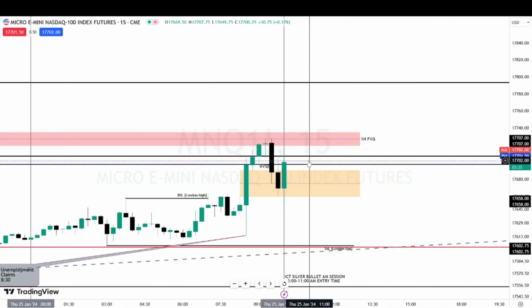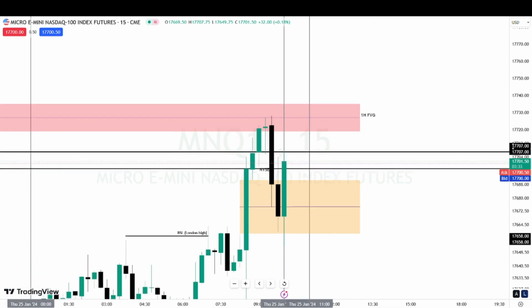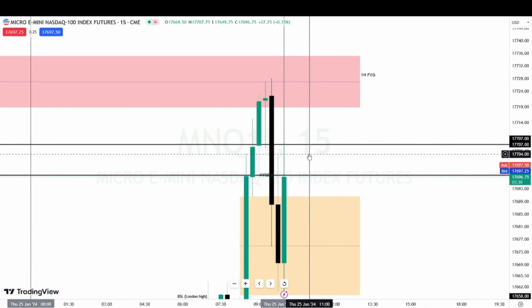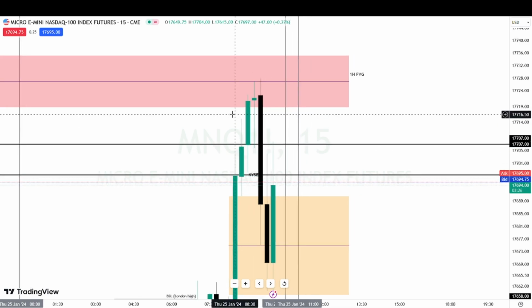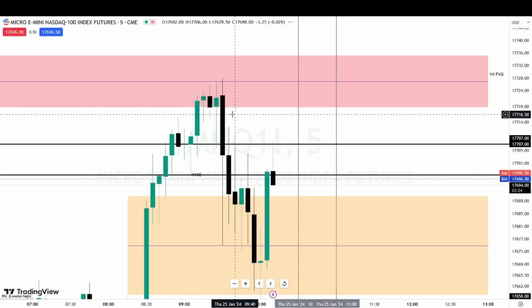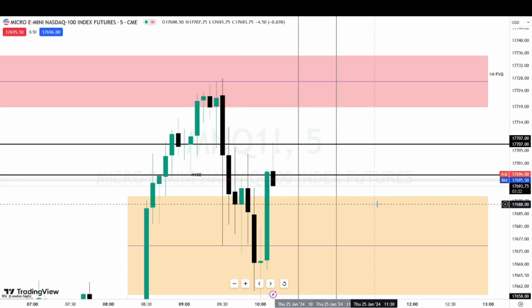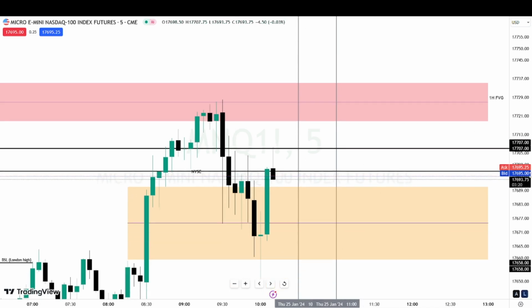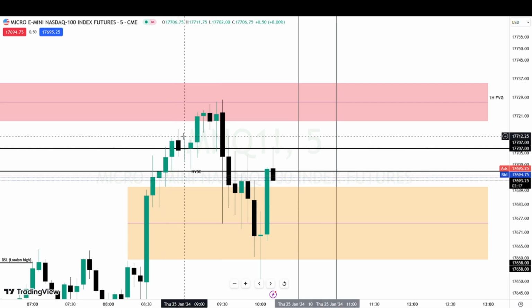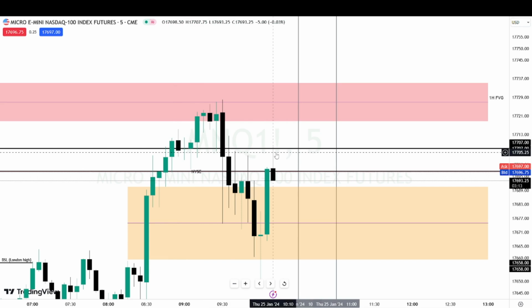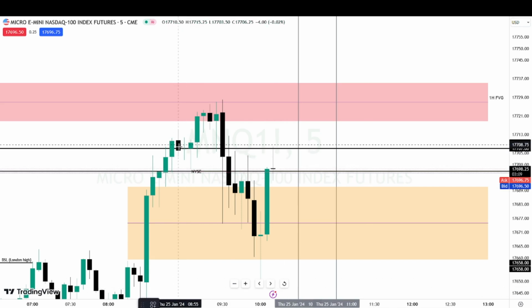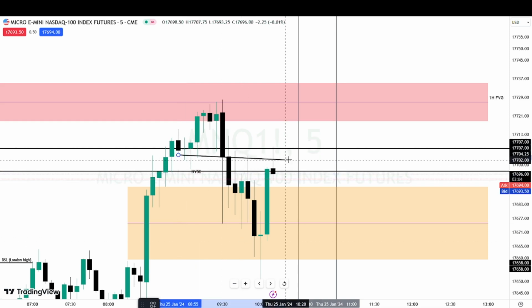So we have another 15 minutes fair value gap right here, which is interesting. You see, I like to see price come into that 15 minutes. Then I'll just go to 5 minutes time frame right here. I'm having this high and this higher high and the low right here. This candle, it's a breaker right there.